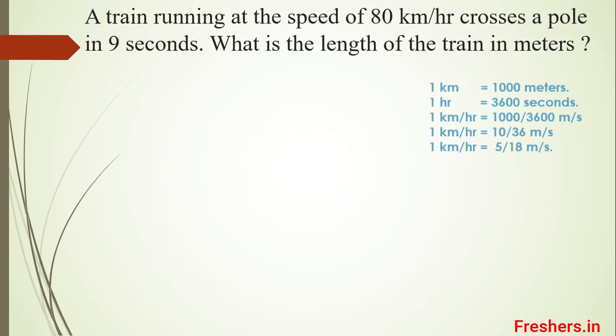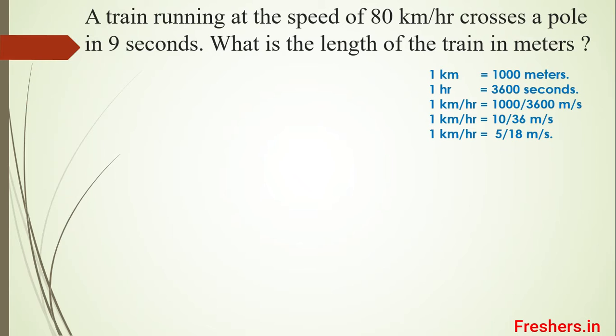We know that 1 kilometer is equal to 1000 meters, 1 hour equal to 3600 seconds. So 1 kilometer per hour equal to 1000 divided by 3600 meter per second, which finally we will get 5 by 18 meter per second. So 1 kilometer per hour is equal to 5 by 18 meters per second. So we should know how much 80 kilometer per hour is.